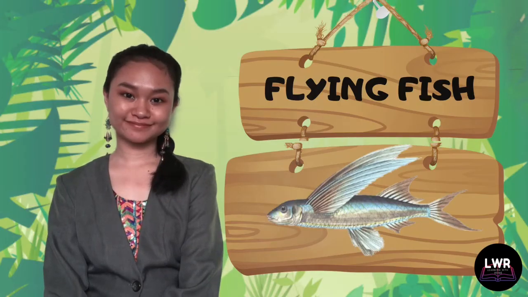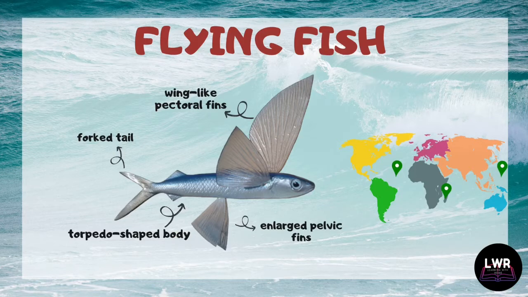Flying fish. One of the most interesting types of fish that jumps out of the warm ocean waters to escape their prey is the flying fish. They are well known for their ability to glide through the air, which makes it seem like they are flying, by using their large wing-like pectoral fins. And they also have a streamlined torpedo-shaped body, an evenly forked tail, and enlarged pelvic fins.